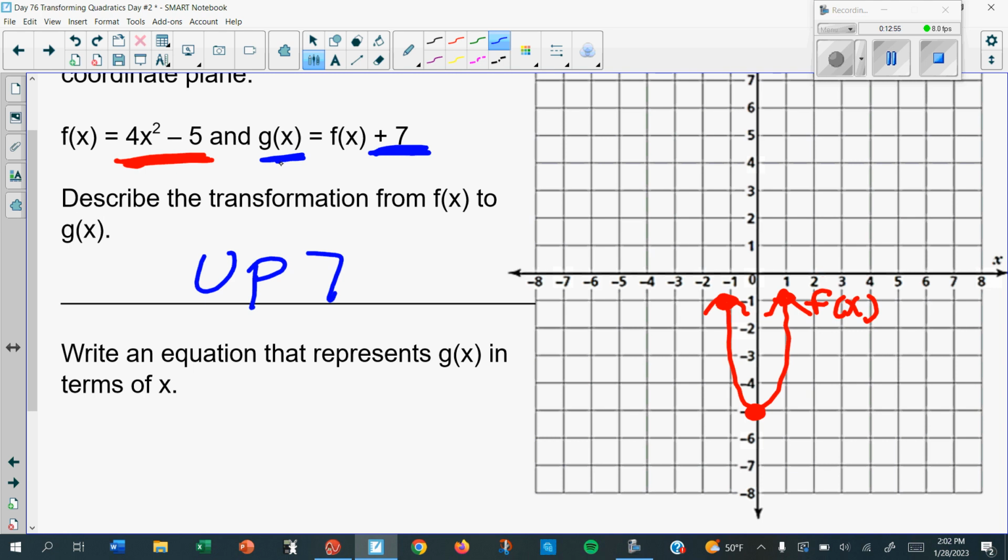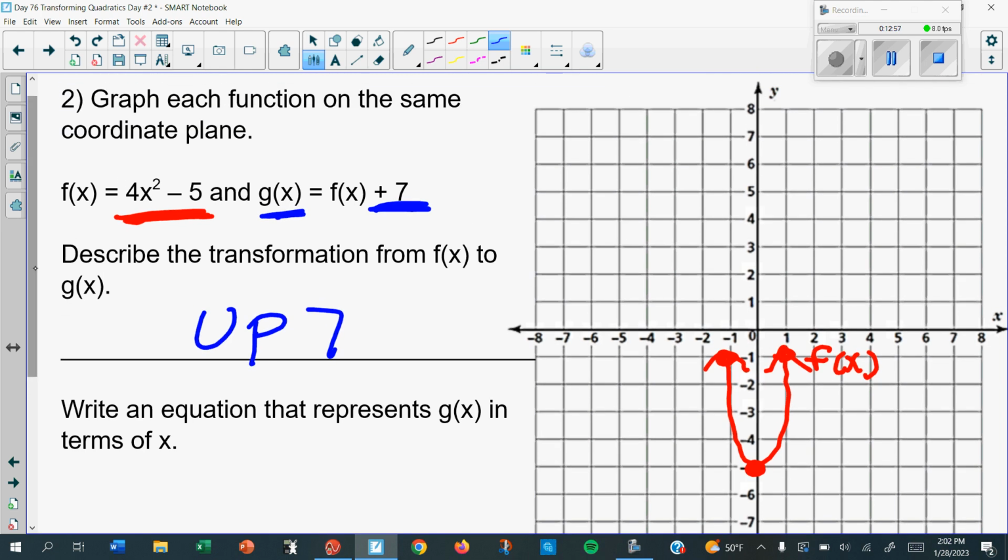So again, take each point that we just plotted and add 7. 1, 2, 3, 4, 5, 6, 7. Then go up 7 for that one. And then for the one that's the vertex, go 1, 2, 3, 4, 5, 6, 7. And there's your new graph. And again, how do you know you did it right? Because it should be moved up 7. And that name is g of x.